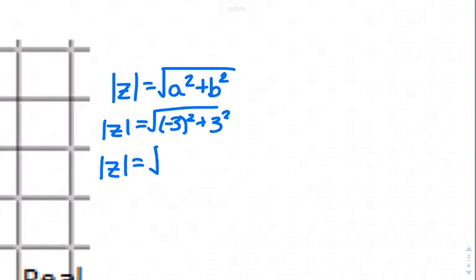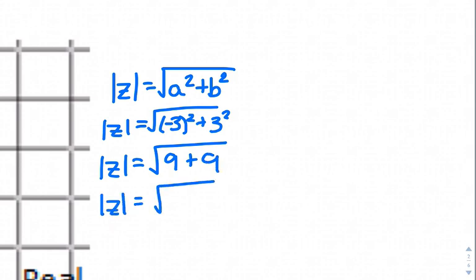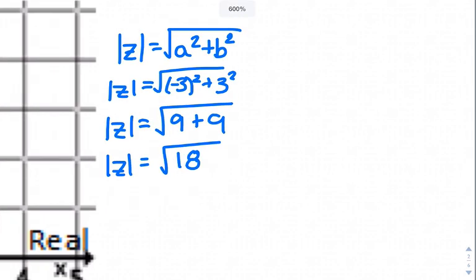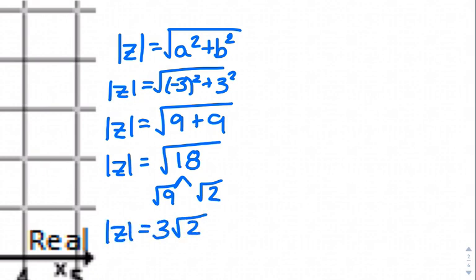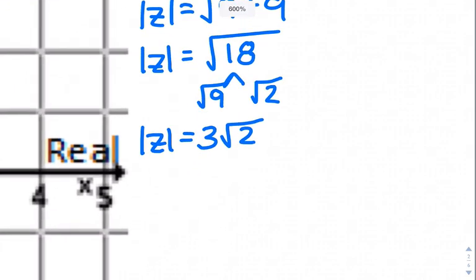So -3 squared is 9. 3 squared is 9. 9 plus 9 is radical 18. To simplify that, I could break this out to radical 9 and radical 2. So I would get 3 radical 2. Make sure you do leave it an exact value. I do not want a decimal here.